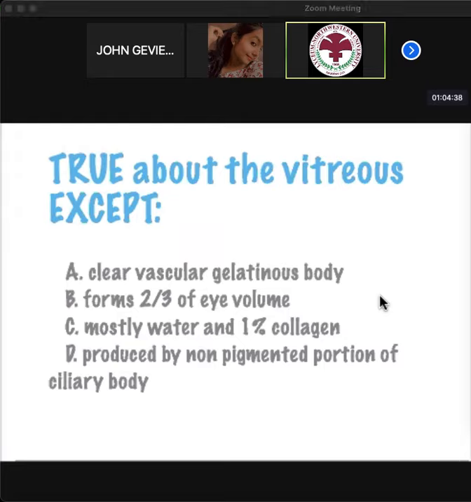What other part of the eye is also avascular? Aside from the vitreous, yeah, very good. The lens is avascular and has no nerves, so it's usually not painful. So lens and vitreous are avascular, and also your cornea. Cornea is usually avascular. Okay, so we will stop here.